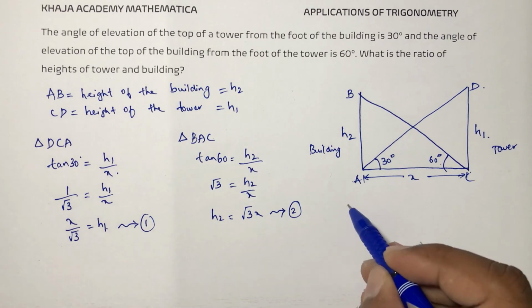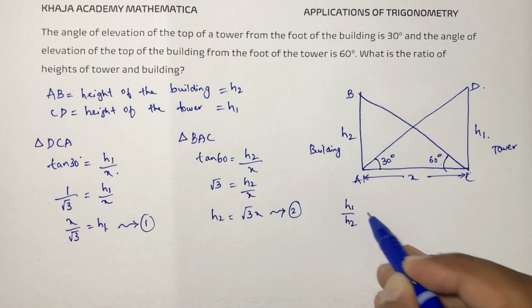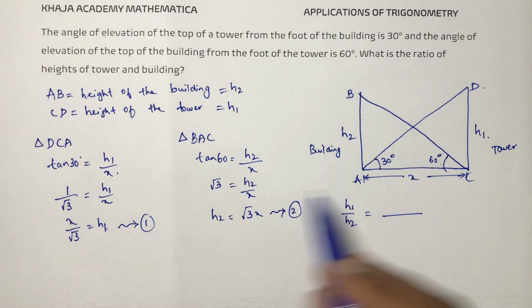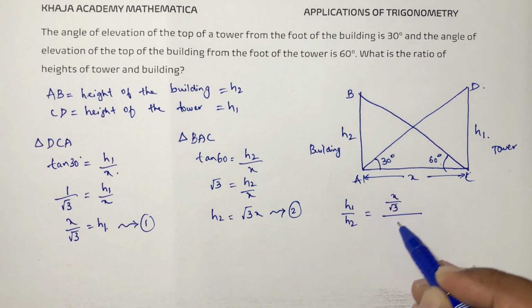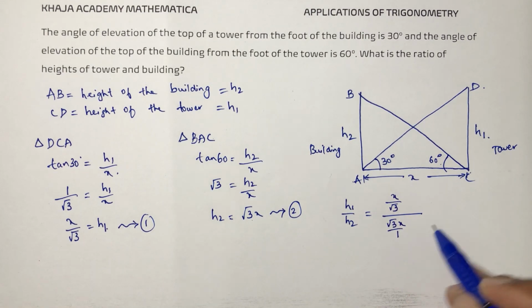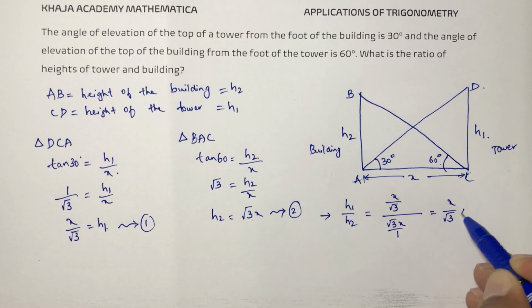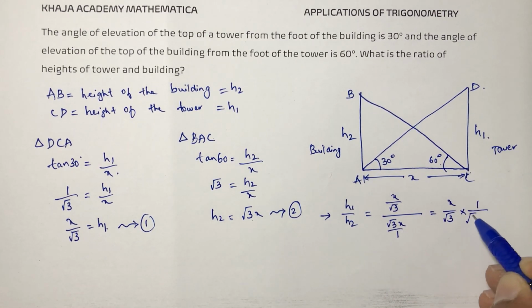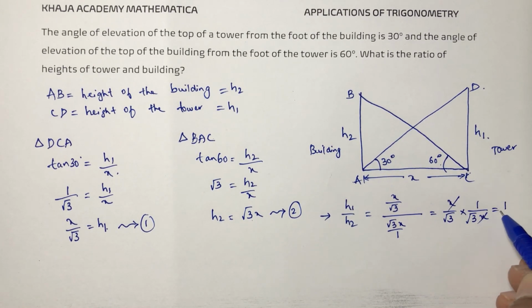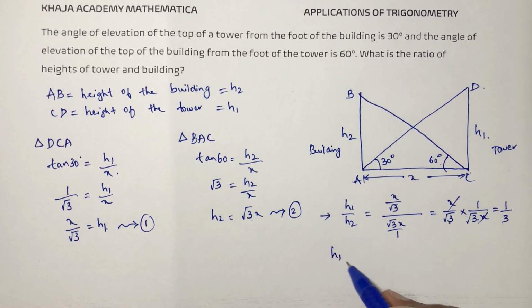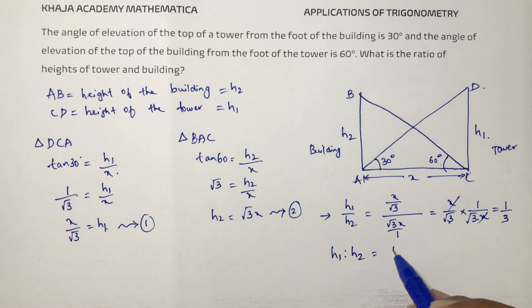H1 is to H2. So H1 by H2. What is the value of H1? X by root 3, by H2, which is root 3X by 1. So this will become X by root 3 into 1 by root 3X. X and X cancel. Root 3 into root 3 is 3. So the ratio of height of the tower to height of the building is 1:3.